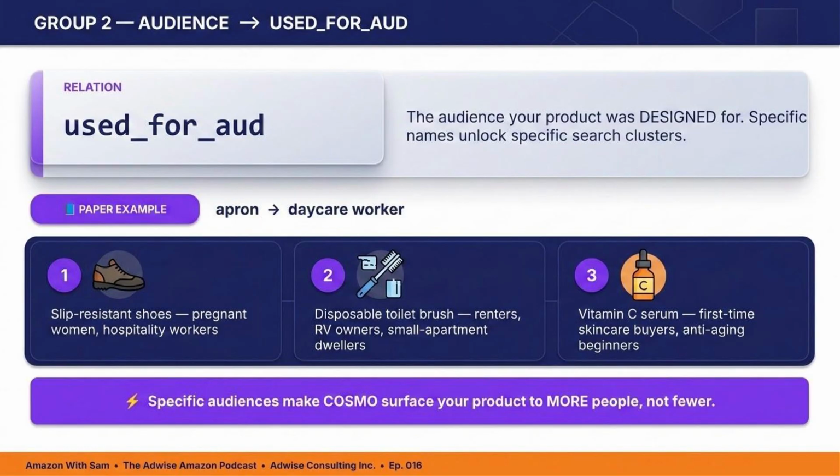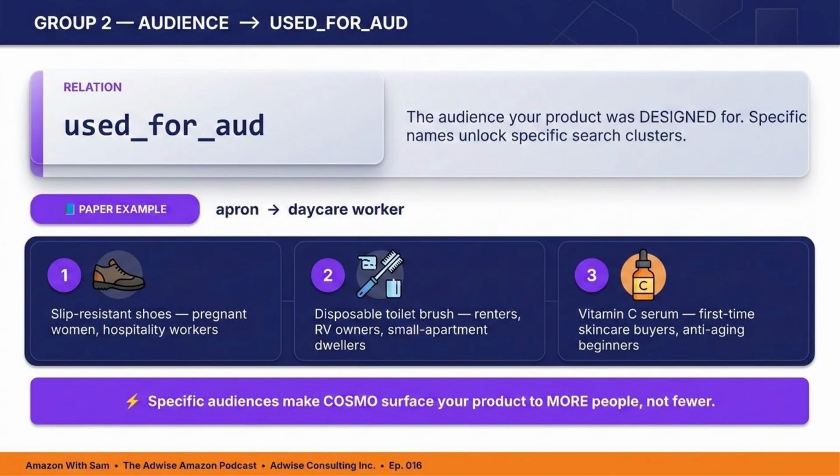Used for aud, the audience your product was designed for. The paper uses an apron designed for a daycare worker. Specific, not anyone who cooks, daycare worker. That's what unlocks intent matching. For slip resistant shoes, like pregnant women, hospitality workers. For disposable toilet brush, renters, RV owners, small apartment dwellers.